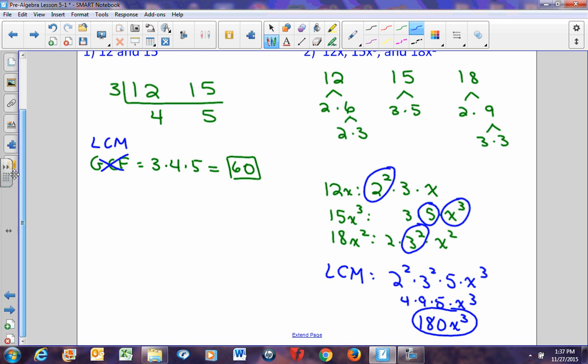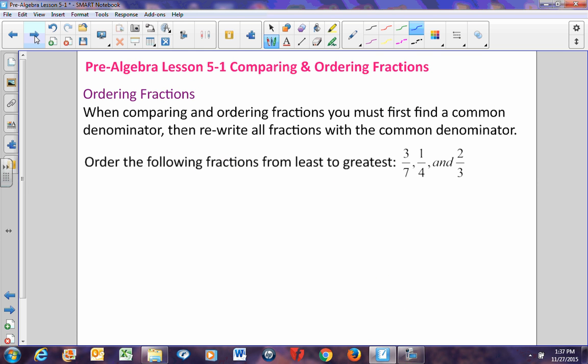Greatest common factor is used to reduce a fraction. Least common multiple is used to find a common denominator of a fraction. Very, very important because they are all different. Okay, when we want to order fractions, we must find a common denominator and then write all the fractions with the common denominator.